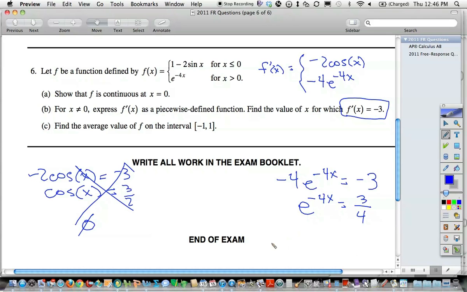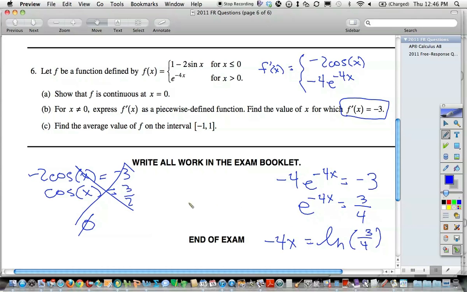ln of 3/4 is equal to negative 4x. Do ln of both sides, and this side will give negative 4x. I was just in Mrs. Andreessen's classroom yesterday, and they were doing logs. You guys probably remember that. Hopefully, you remember that. So at least I know you've seen it before. But you do the ln of both sides, you get this.